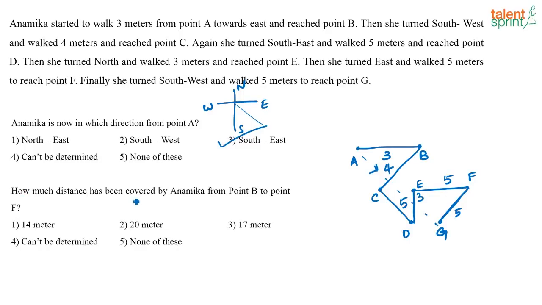How much distance has been covered by Anamika from point B to point F? See, they are asking what is the distance that she has covered by walking. So how will you calculate that? From B to C, 4 meters. C to D, 5 meters. Again 3 meters here and 5 meters here. So the total distance that she has covered from point B to point F is nothing but 4 plus 5 plus 3 plus 5, which is equal to 17 meters. So the answer for the second question is option 3, that is 17 meters.